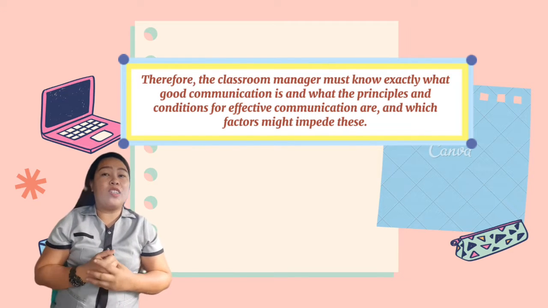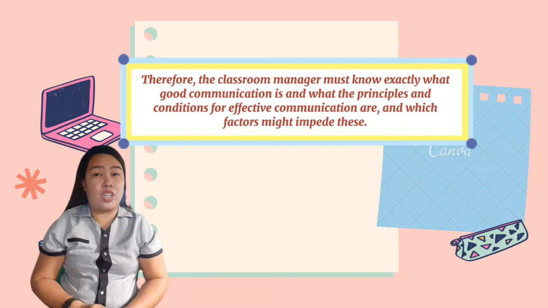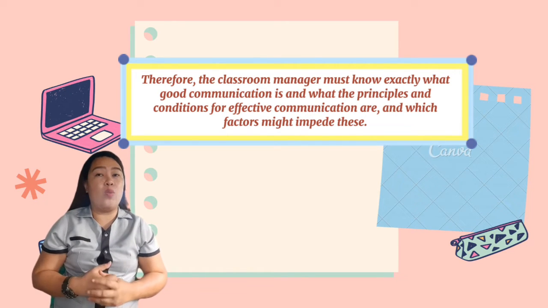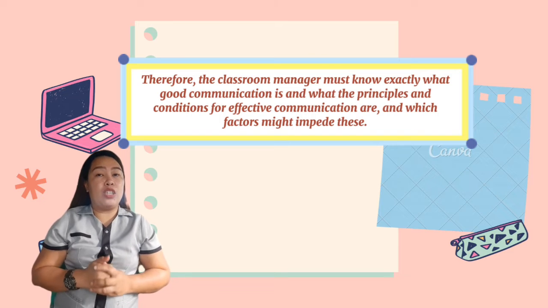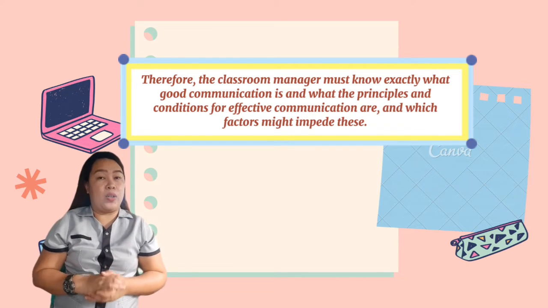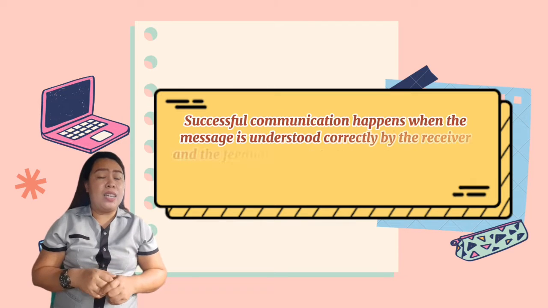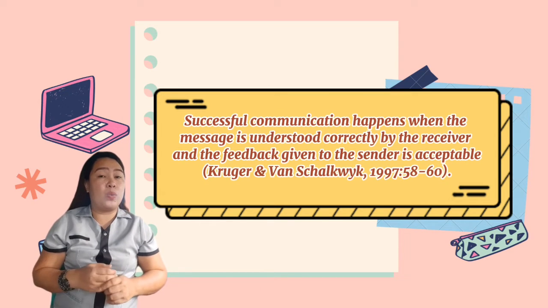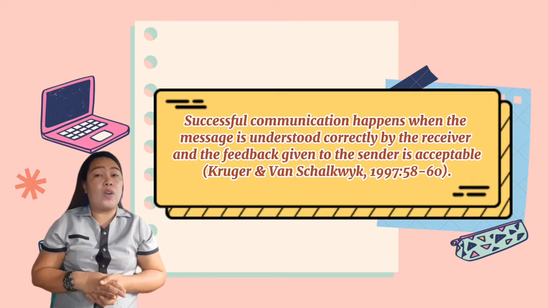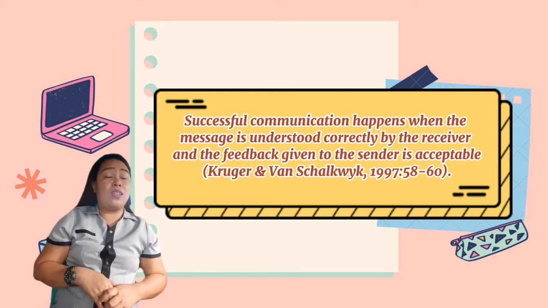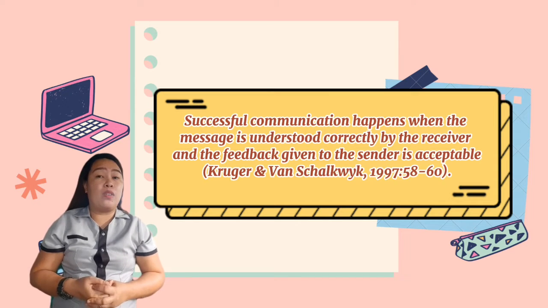Therefore, the classroom manager or the teacher must know exactly what good communication is and what the principles and conditions for effective communication are, and which factors might impede this. Successful communication happens when the message is understood correctly by the receiver and the feedback given to the sender is acceptable. By Kruger and Van Schokwick, 1997.